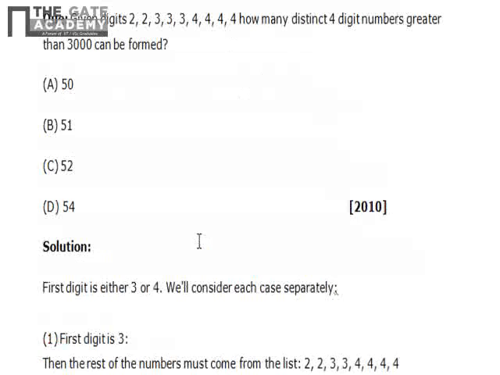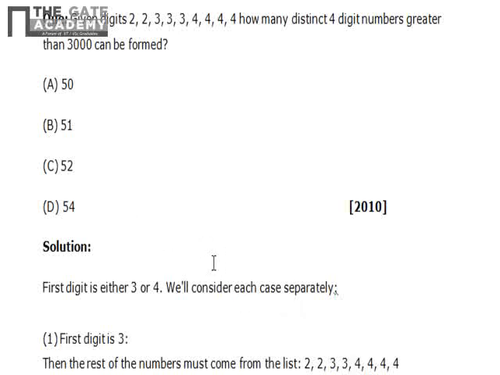Now we'll solve GATE problems based on this chapter. First problem, which was asked in 2010: given digits 2 2 3 3 3 4 4 4 4. That means 2 two times, 3 three times, 4 four times. How many distinct 4-digit numbers greater than 3000 can be formed? That means they want to form numbers that should be greater than 3000.